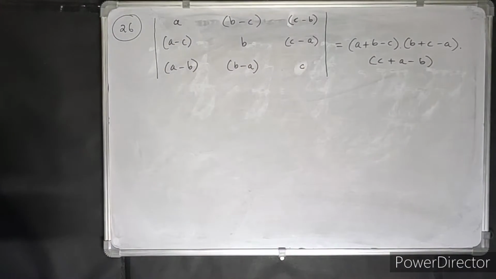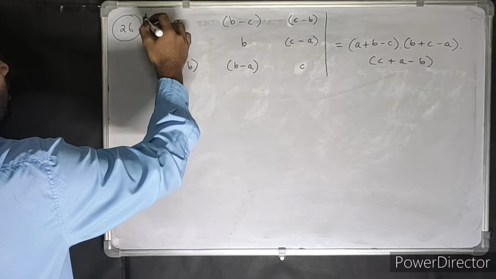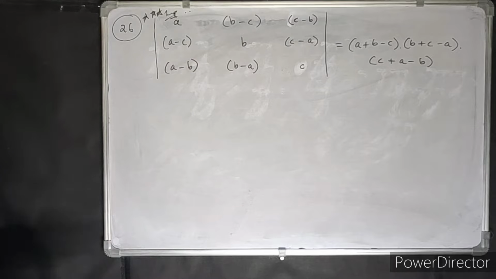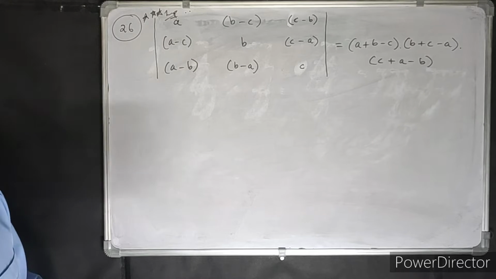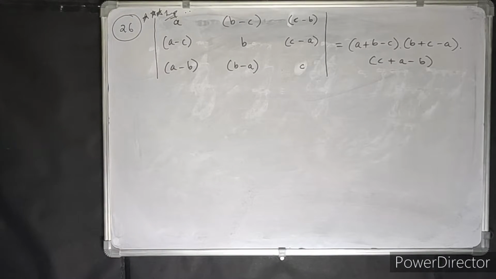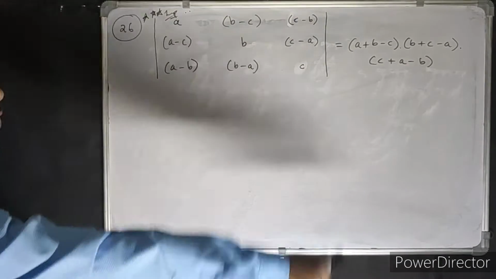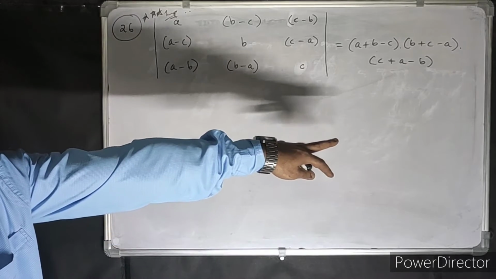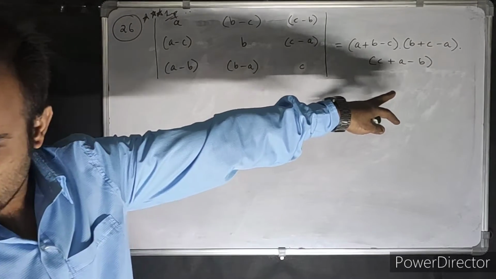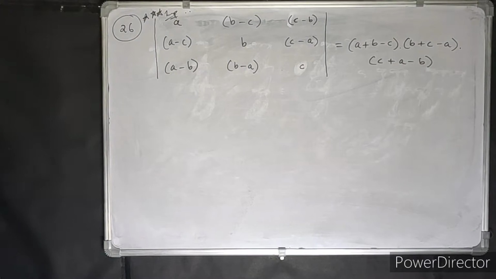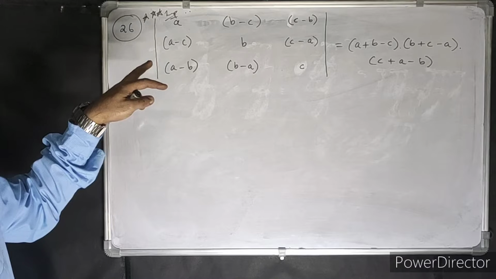So this is your question. Mark it important. It might come for your exam. I am assuming it will. If it does, this is how the question looks, and that's what you have to prove: it is equal to A plus B minus C, B plus C minus A, and C plus A minus B. Have I copied it correctly?